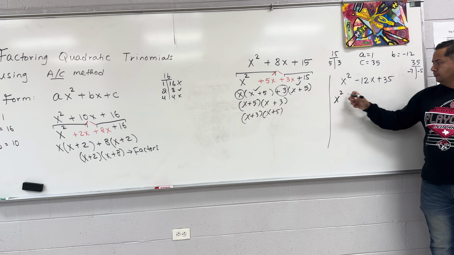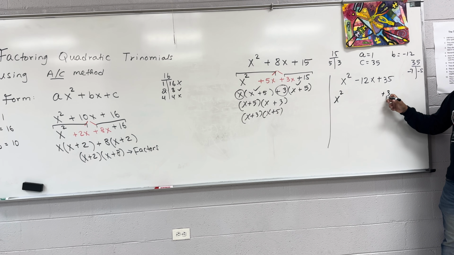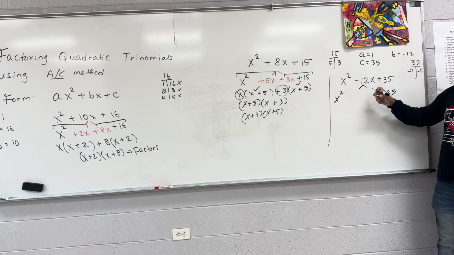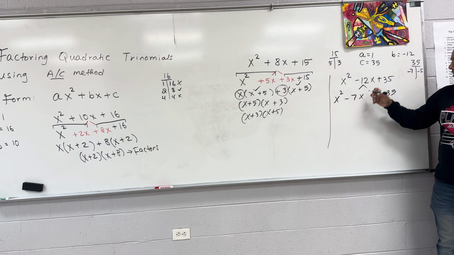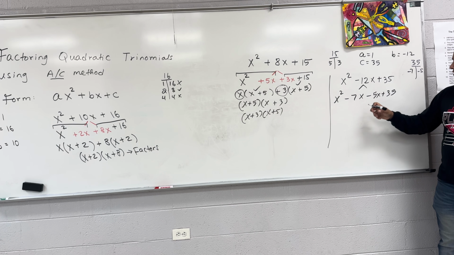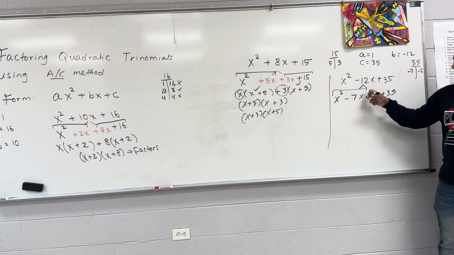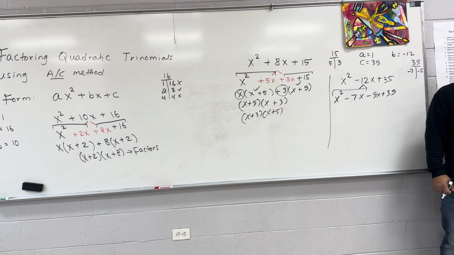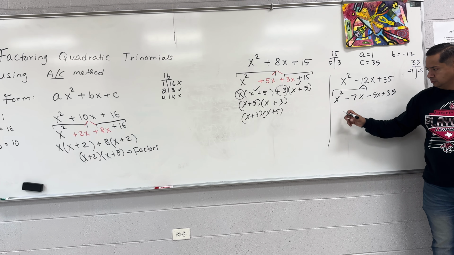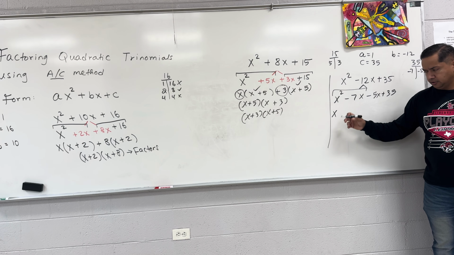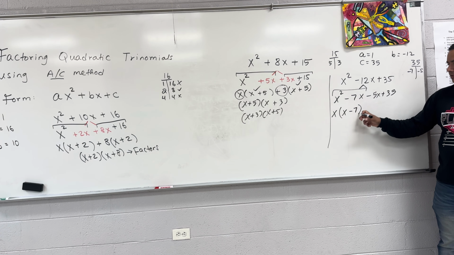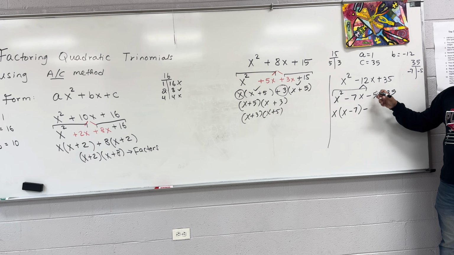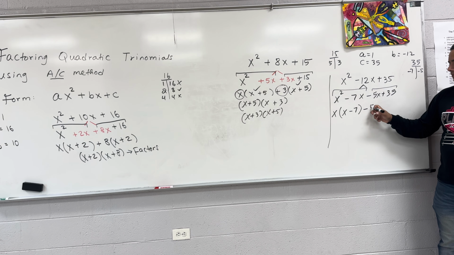So you copy the first, you copy the last, you break the middle one into those two numbers. So -7 with x, -5 with x. And then we do factor by grouping. What comes out from the first two? X. What stays in is x minus 7, minus, because there is a minus. What comes out from the last two? 5.